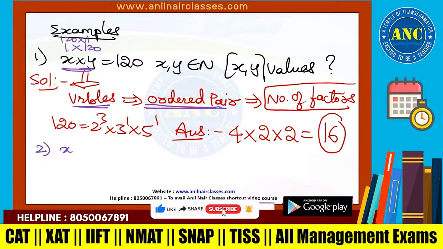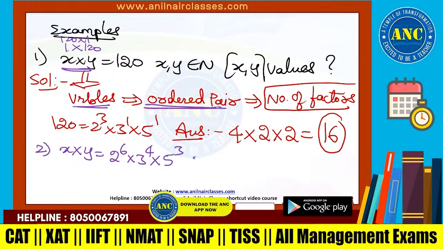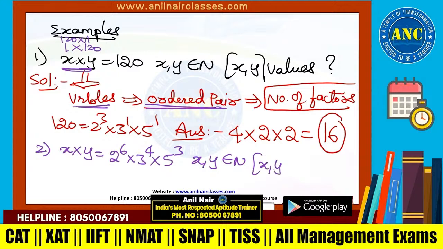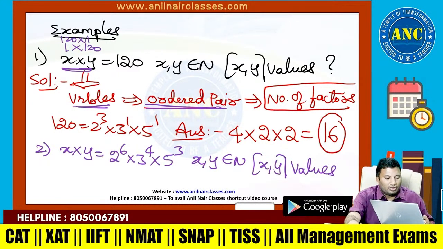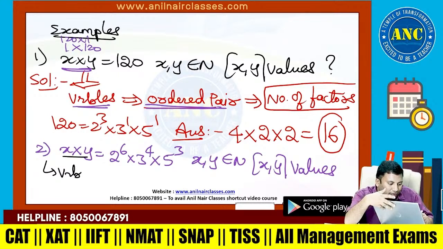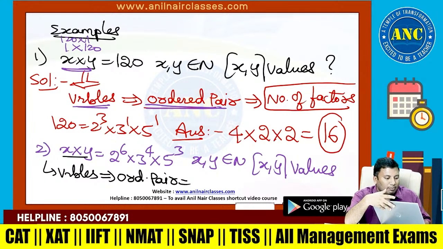Second question: x into y is 2 power 6 into 3 power 4 into 5 cube, where x and y are natural numbers. How many values will x and y take? Step number 1: x and y are variables. If variables are present in the question, then it is an ordered pair. In an ordered pair, it is the number of factors.